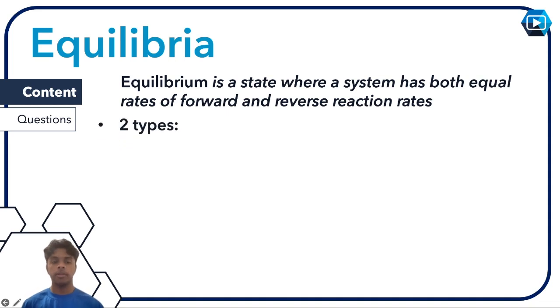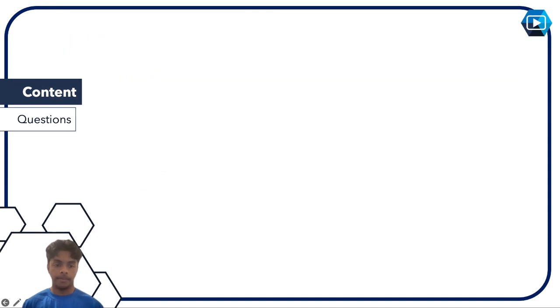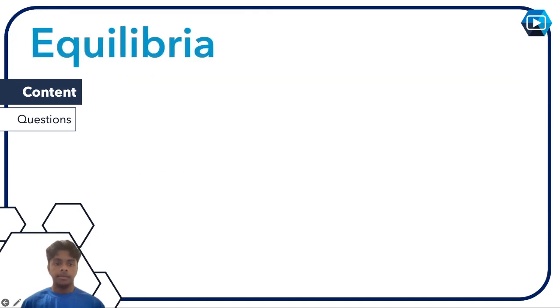There are two types of chemical equilibrium that we're going to look at. There is dynamic equilibrium and there is static equilibrium. All right, so let's look at dynamic and static equilibrium then.